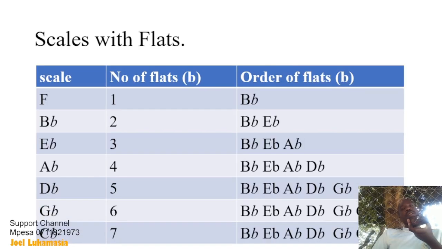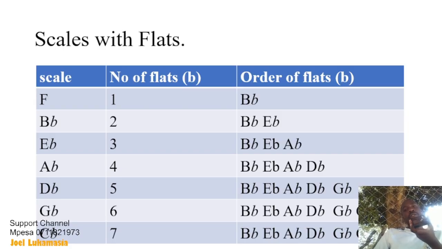Scales with flats. The first scale we have is F, and it has one flat, and that flat is B flat. The order of the flats, we are starting with B flat. Then we have B flat, it has two, so we have B flat and E flat. Then you have E flat. It has three flats, that is B flat, E flat, and A flat.